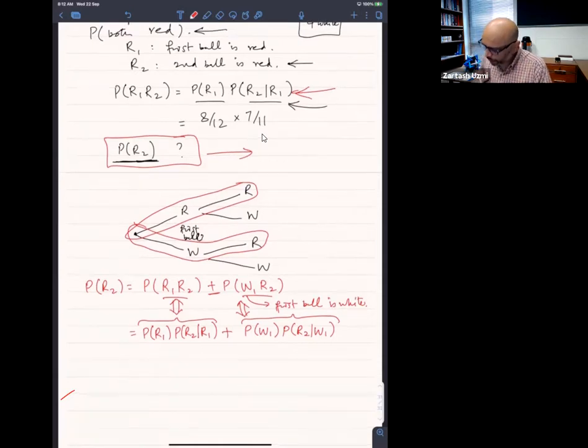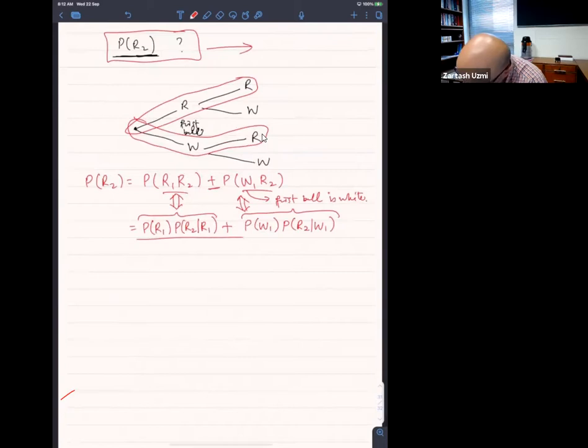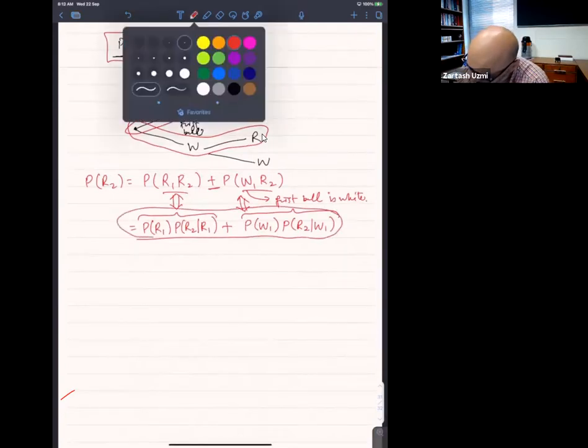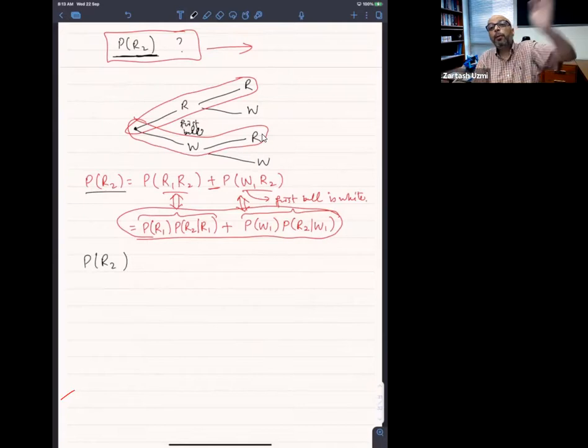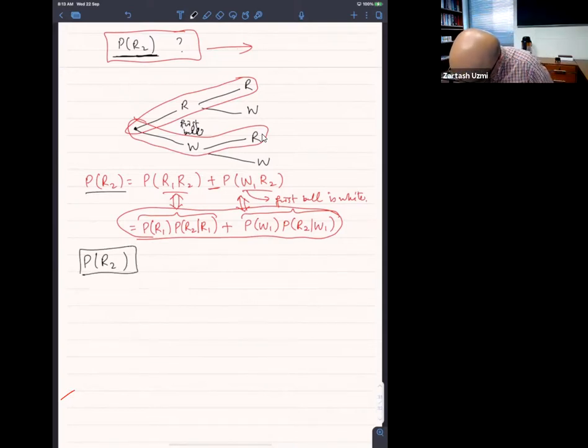So I will tell you the importance of this equation. It is used if you are asked to find the probability of an event which is dependent upon the history, such as R2. The probability of getting a second ball as red is really dependent upon the history, and history means what was the color of the first ball. Since there is a probabilistic nature there, the first ball could be anything. So in this case, I can find the probability of R2, and you will see this appearing in many situations where you are asked about the probability of an event which is dependent upon many previous events.